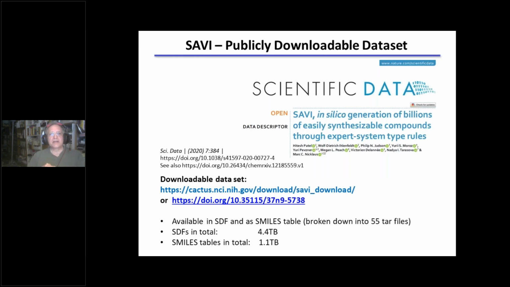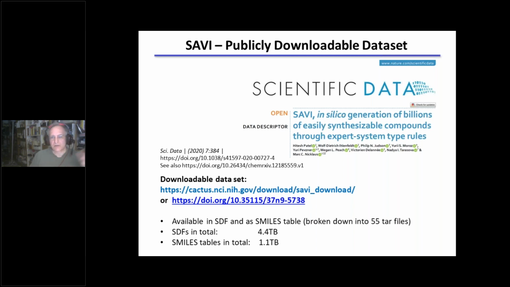So we published this paper about this set, and we have made in 2020 the entire set available, downloadable from this link. Okay, now this is pretty large. If you download it in SDF, it's more than 4 terabytes of space, and if we also have it as a SMILES table, which is obviously more compact, then it's still over 1 terabyte. So this is what you currently can obtain completely freely, and do with it whatever you want to do.